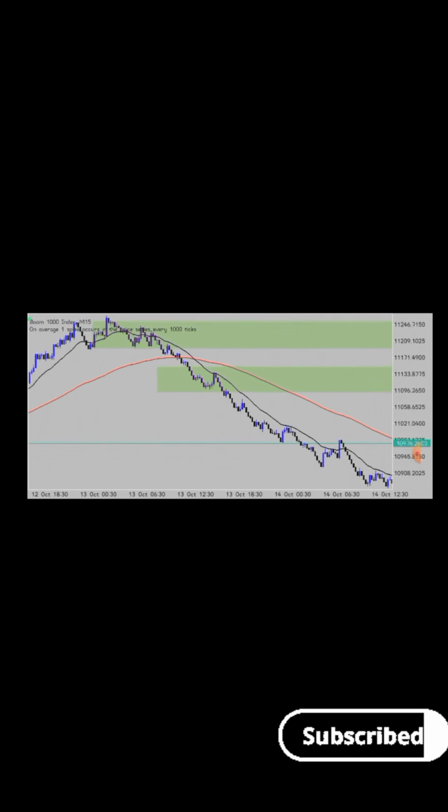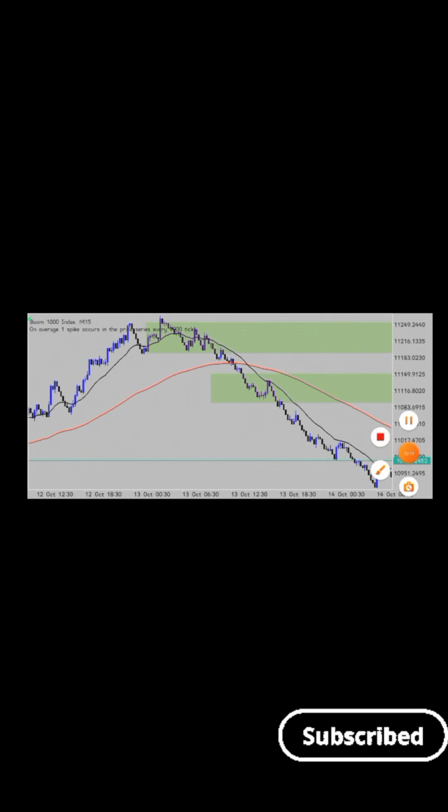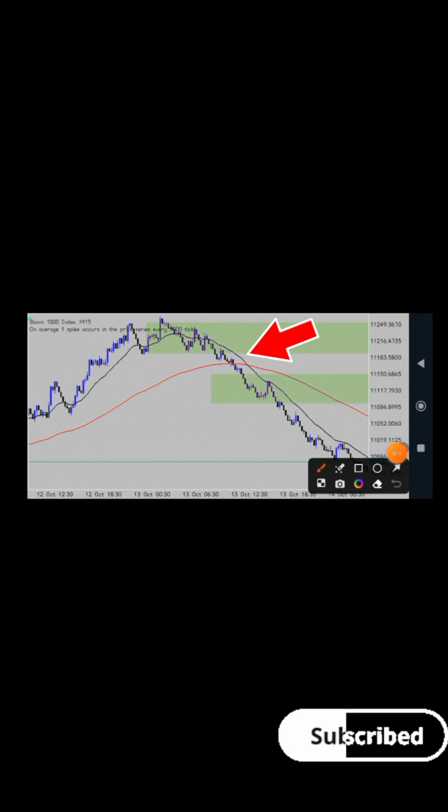So guys, can you see, look at this very well. You can see now that the market, this crossing is happening here. Can you see? You can see this 20 moving average is crossing this 100 here.